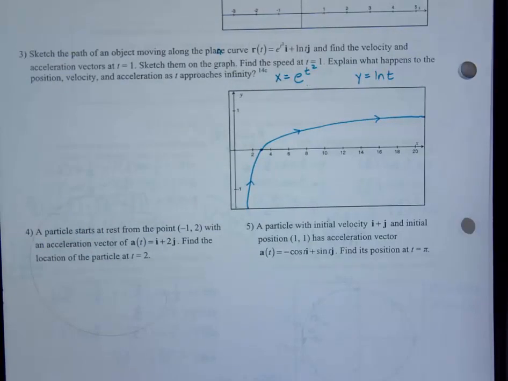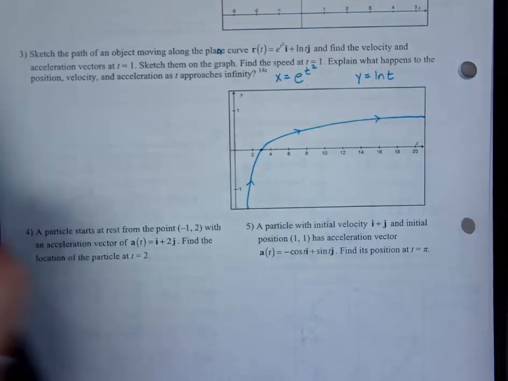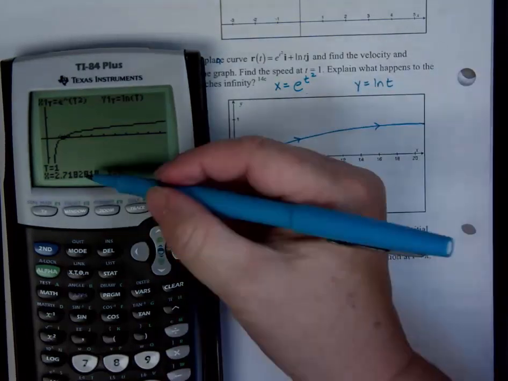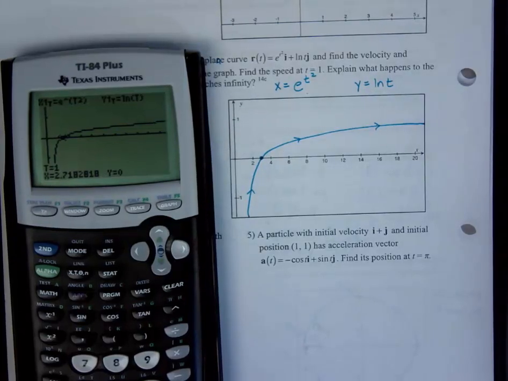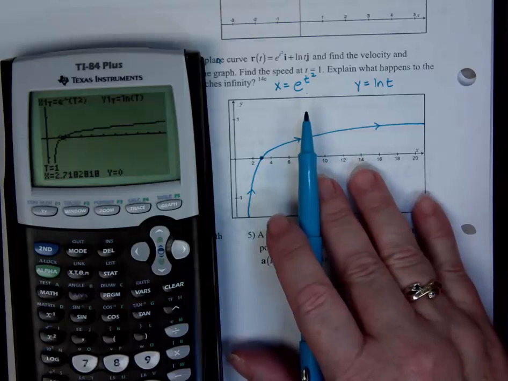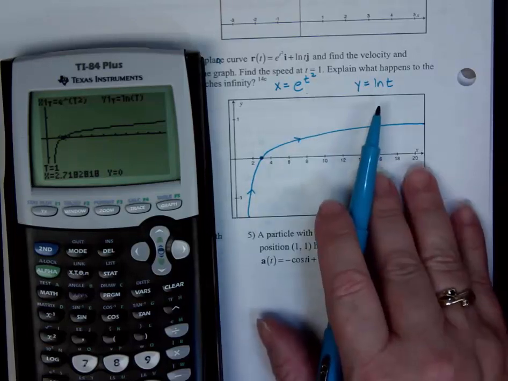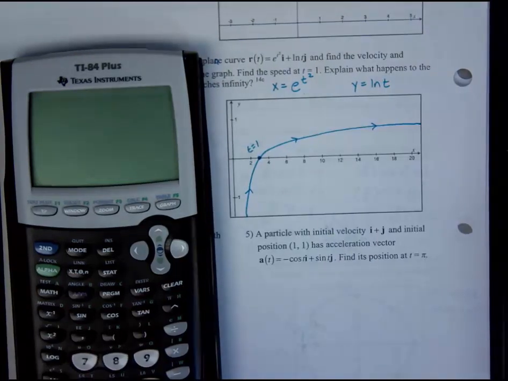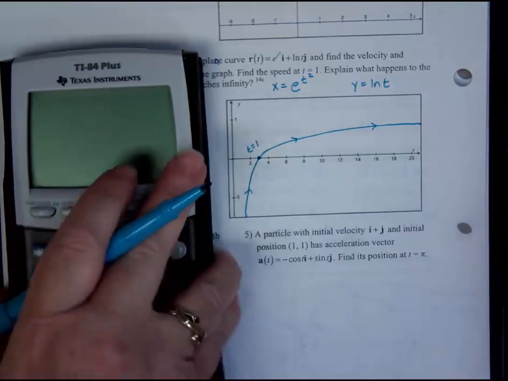I need to know where t equals 1 is. So what do you push on your calculator to do that again? Push the trace key. Trace. T equals 1. Oh, that's that dot right on the line. What do you recognize x to be? That is e. Look at your x equation. If t equals 1, doesn't x equal e? Yes. And y equals ln of 1, which is 0. So this is t equals 1.